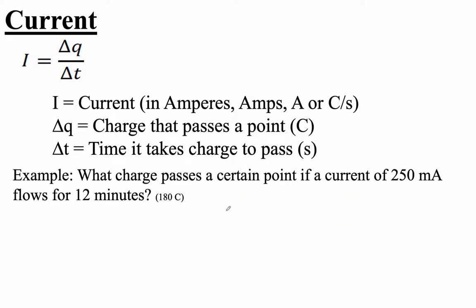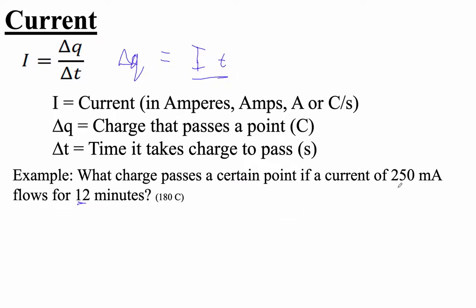So let's hit the right arrow, make that a pen. What charge passes a certain point if a current of 250 milliamps flows for 12 minutes? This is about as hard as you can make this. If you solve this for Q, Q is I times T. So if you're looking for the formula for charge, there it is: current times time.